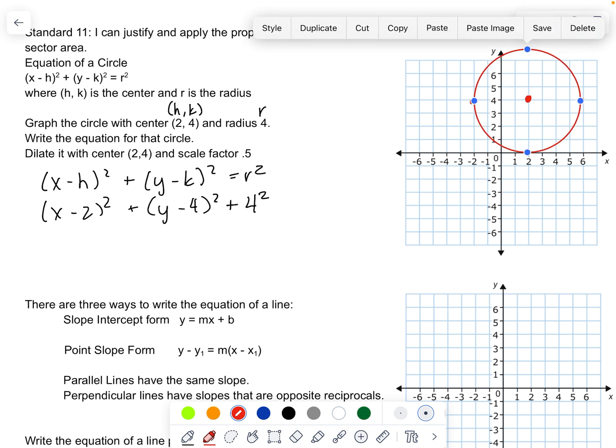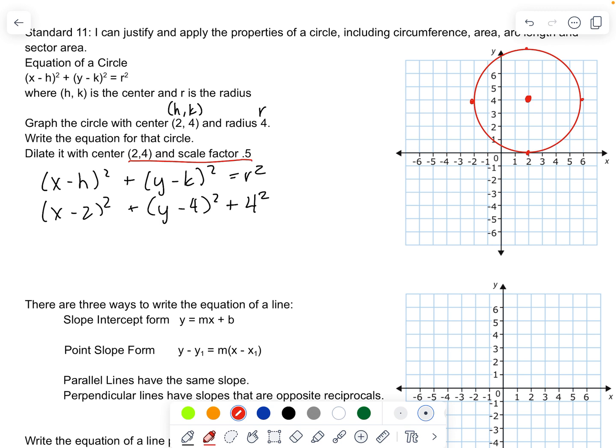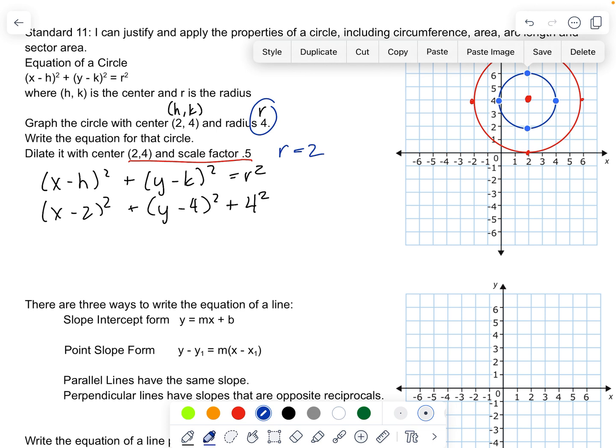There it is. Then it says to dilate the circle with scale factor 0.5. So scale factor 0.5 means that the radius is going to be half of 4, and half of 4 is 2. So the center is going to remain the same. And let me see if I can draw this. There's my circle with radius 2.